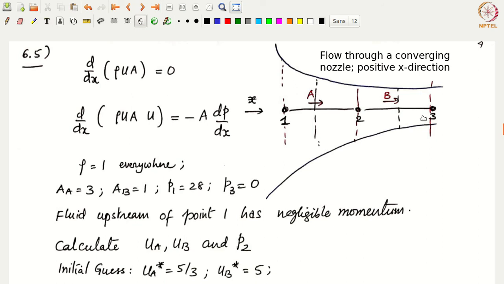1, 2, 3 here, locations denote the places where the pressure is stored, and A and B denote the locations where the velocities are stored. All right. Then two equations are given.